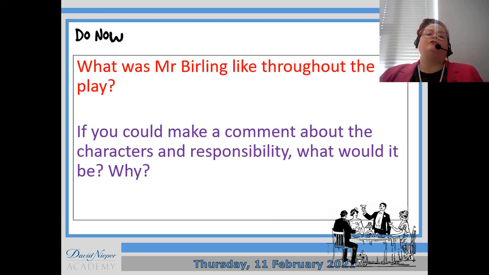Okay, so your do-now task is on the board. What was Mr. Birling like throughout the play? So you did that as the character map, Act 1, 2, 3, last lesson. And if you could make a comment about the characters and responsibility, what would it be and why? Okay, so are they responsible at any point in the play? Do you think they're all equally irresponsible, or does that vary between characters? So pause the video and do that now.